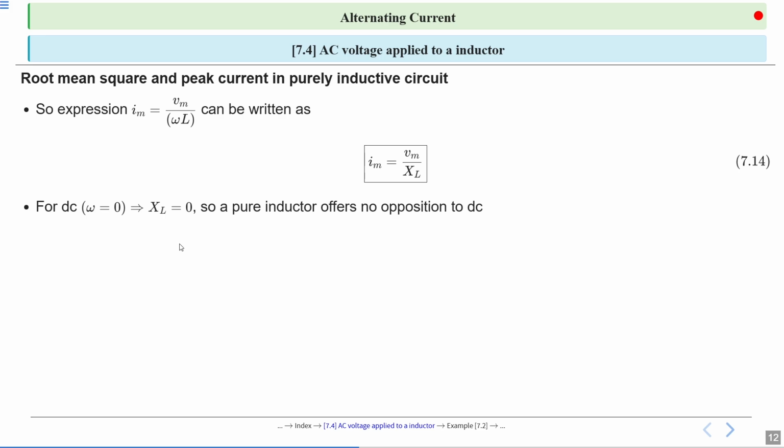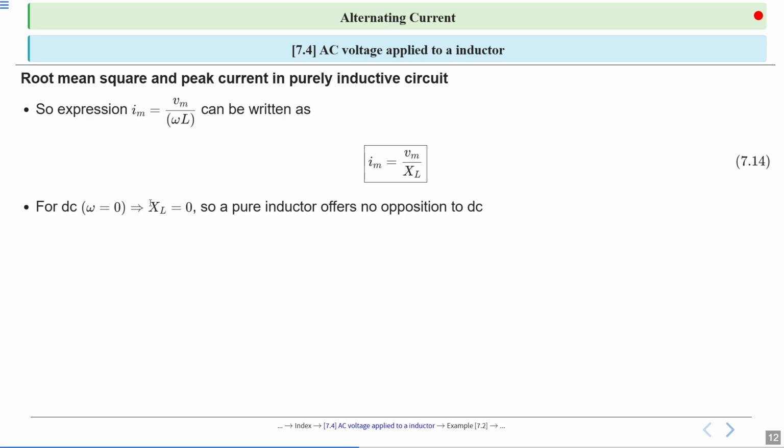DC current has no angular frequency, or simply no frequency, because it is not changing its polarity or its direction periodically. So omega is 0 for the DC current. Its value is steady or variable, but not changing periodically. If it is not a periodic function, it cannot be represented as a sinusoidal function, so the frequency is 0. The frequency of DC current is 0.